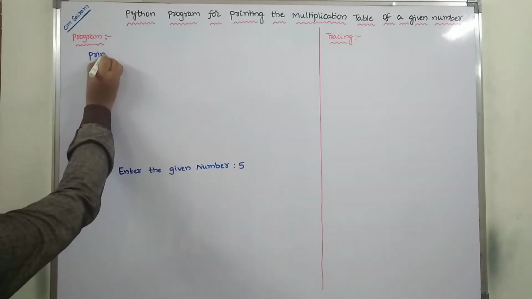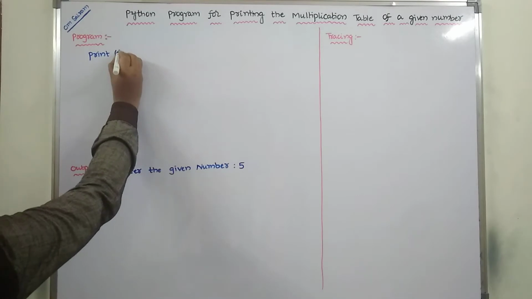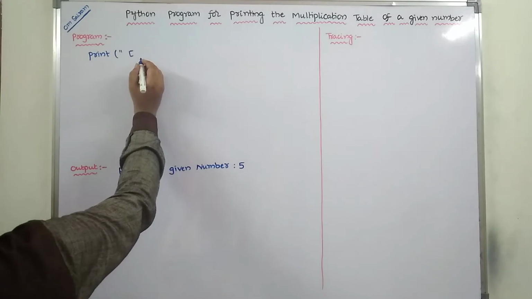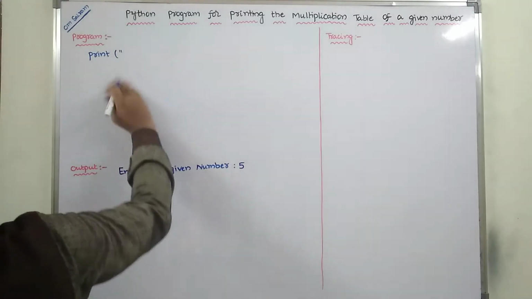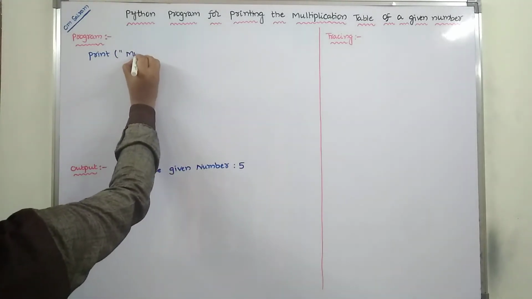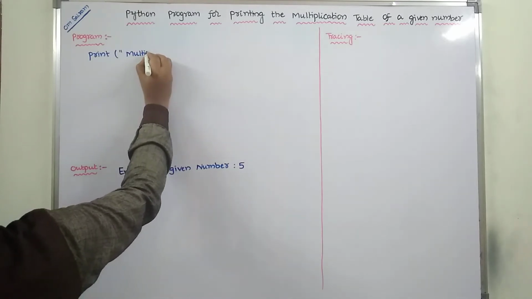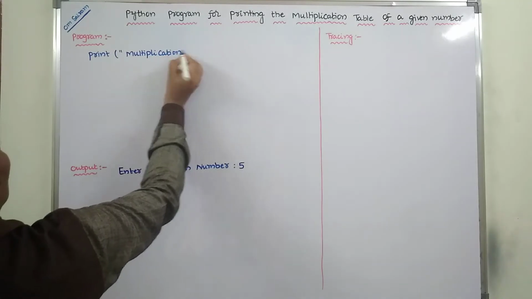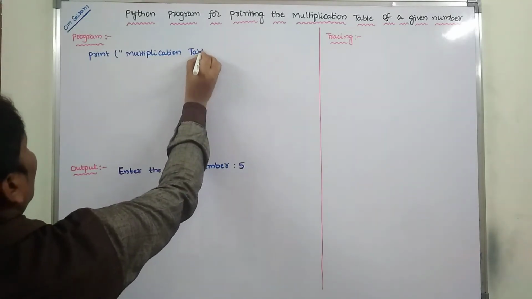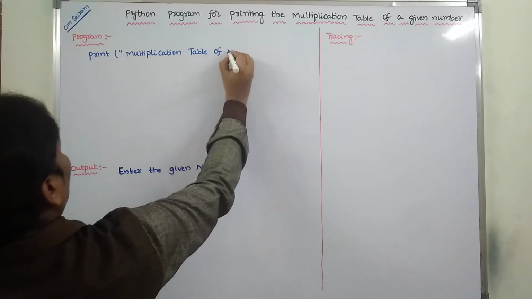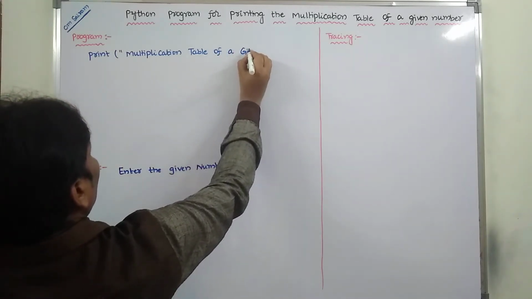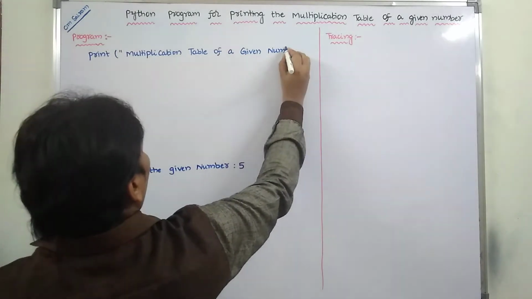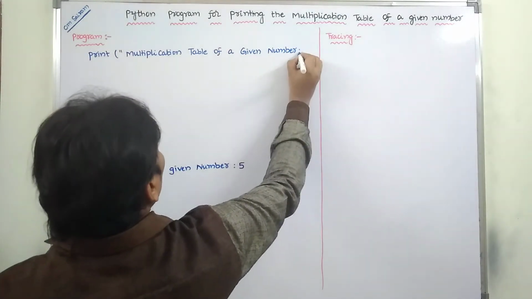So print, multiplication table of a given number. This statement is printed in the output as it is.